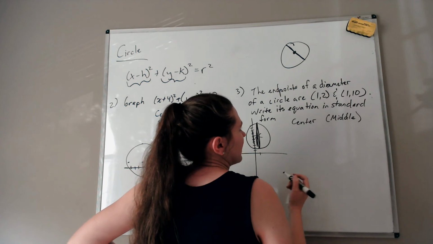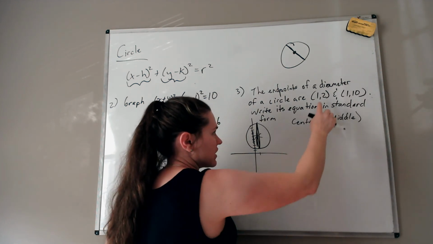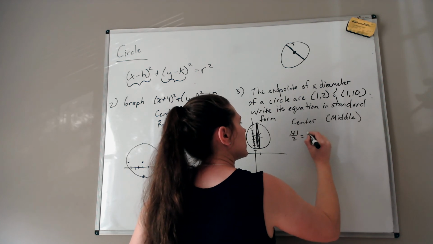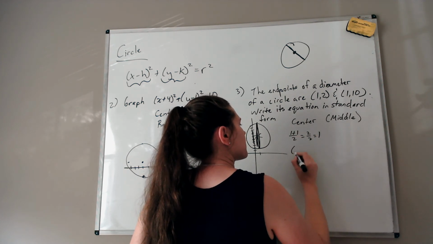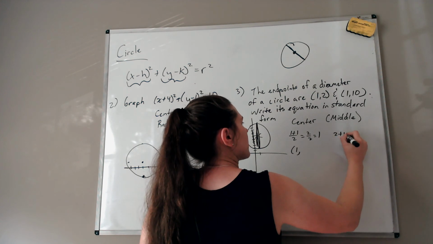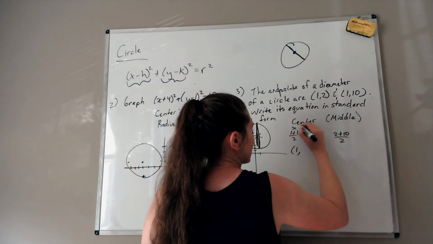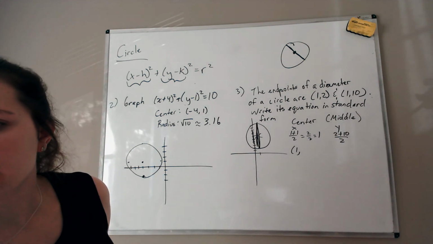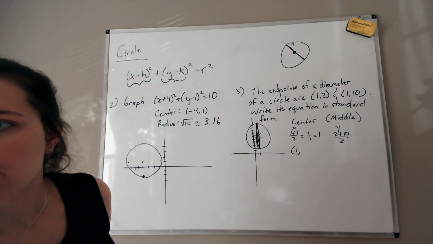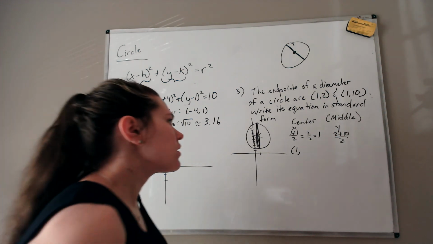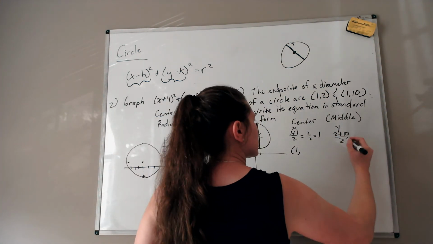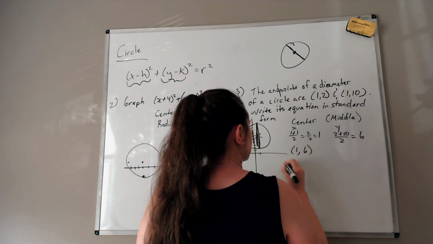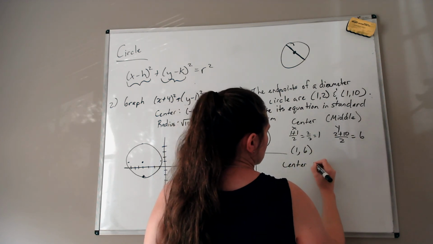So remember, the x-coordinate of the center, how do you get it? You take the average of the x's. So (1 + 1)/2, 2 over 2, that's 1. And for the y-coordinate of the center, it's the average of the y's, from geometry, if you have the endpoints of a diameter: (2 + 10)/2, 12 over 2, which is 6. So the center is (1, 6).